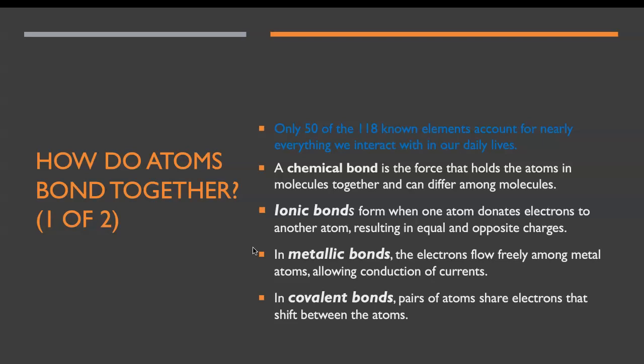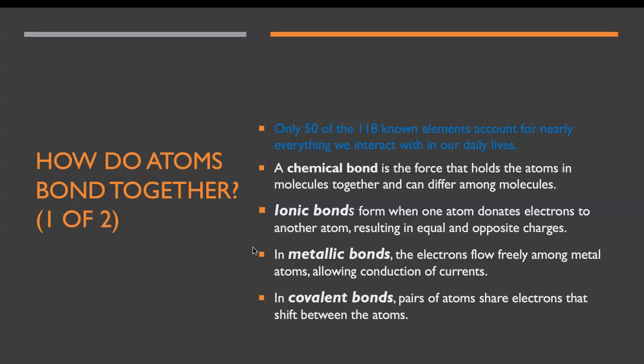Only 50 of the 180 known elements account for nearly everything we interact with in our daily lives. So only half of the elements are common and react with us in daily life. A chemical bond is a force that holds items in place. And ionic bonds are the strongest bonds.